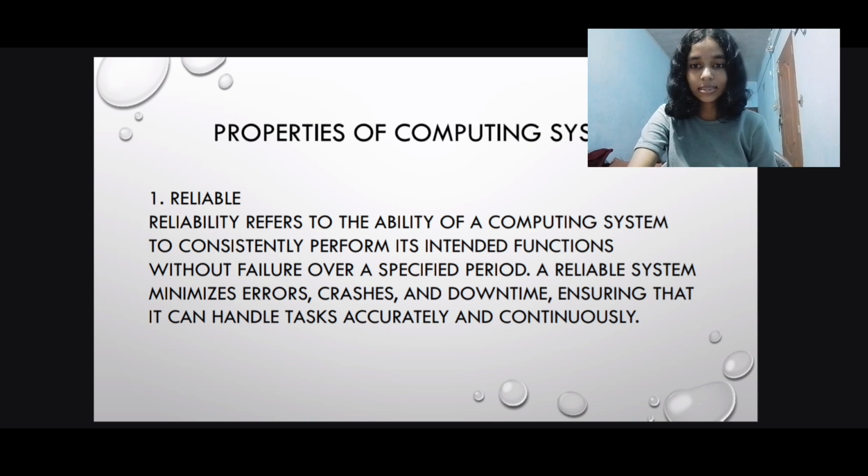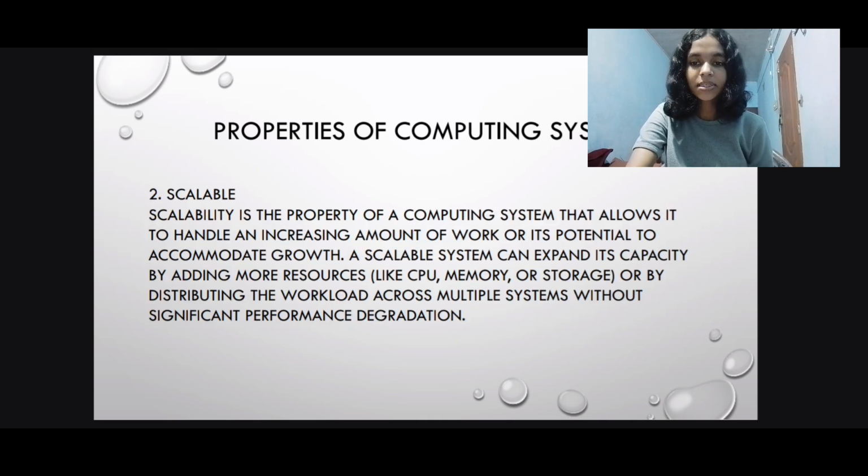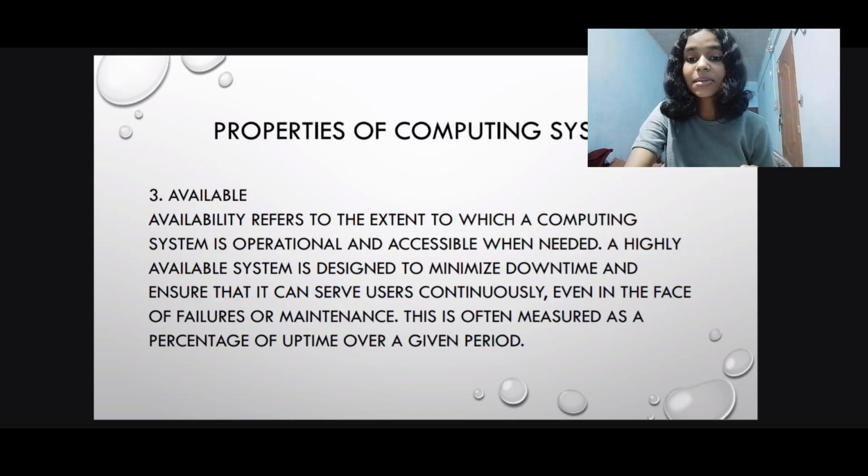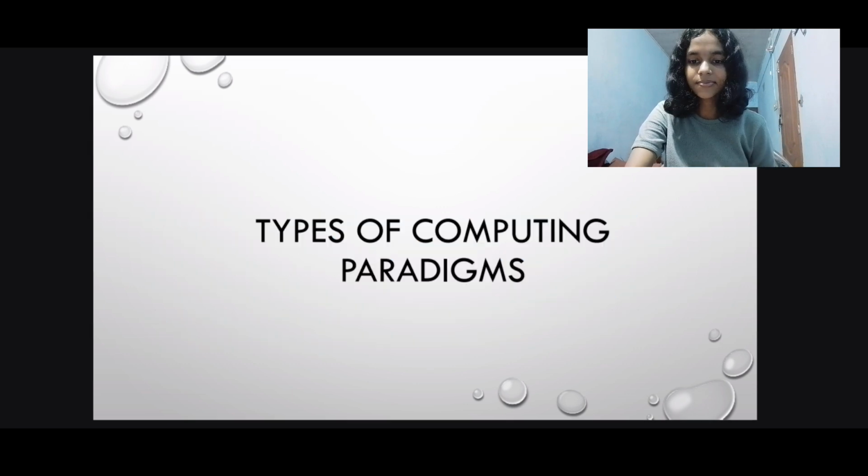Properties of computing system. Computing systems are reliable, scalable and available. Reliability refers to the ability of a computer system to consistently perform its intended functions without failure. Scalable is the property of a computing system that allows it to handle an increasing amount of work or its potential to accommodate growth. Availability refers to the extent to which a computing system is operational and accessible when needed.